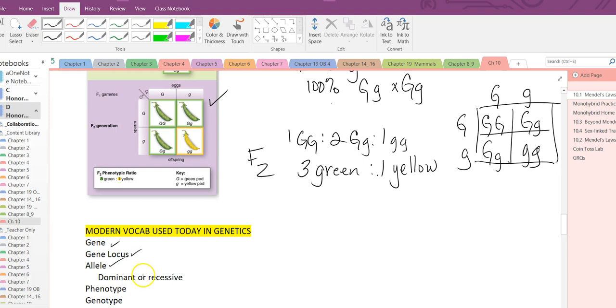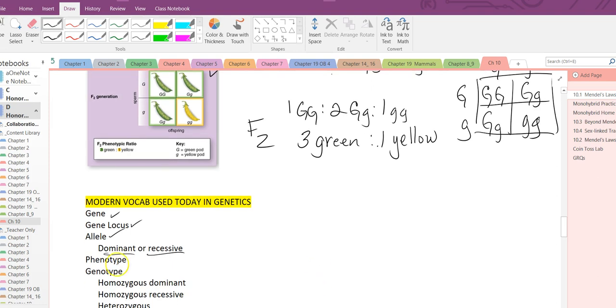For this chapter, we're going to talk about the fact that most of the time there's a dominant and recessive relationship between the alleles. And when we talk about dominant and recessive, we'll use uppercase and lowercase letters. The way something looks is called its phenotype. I always think of physical appearance and phenotype.